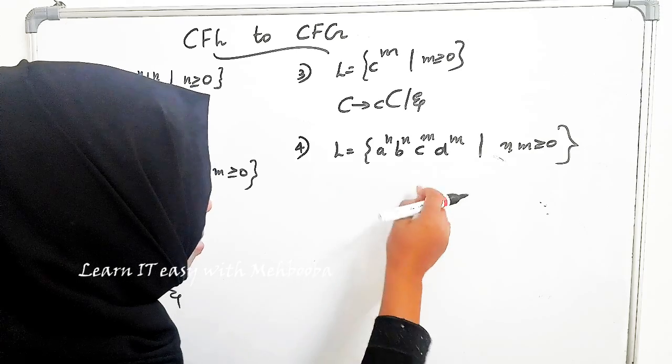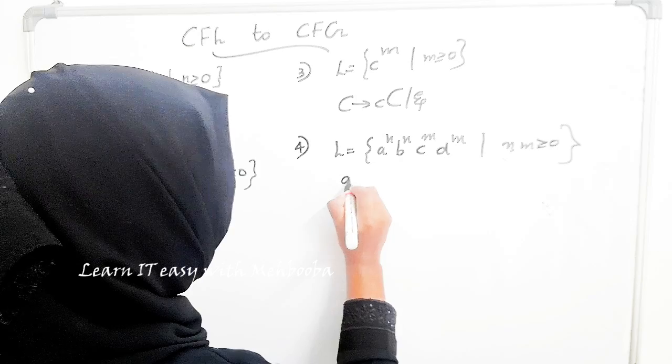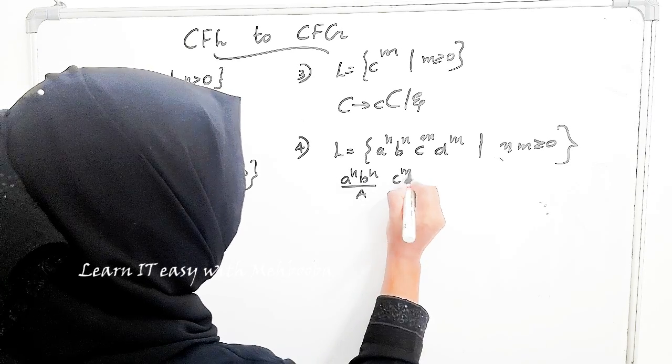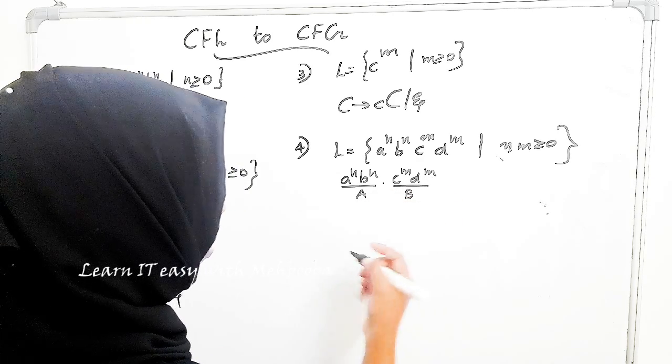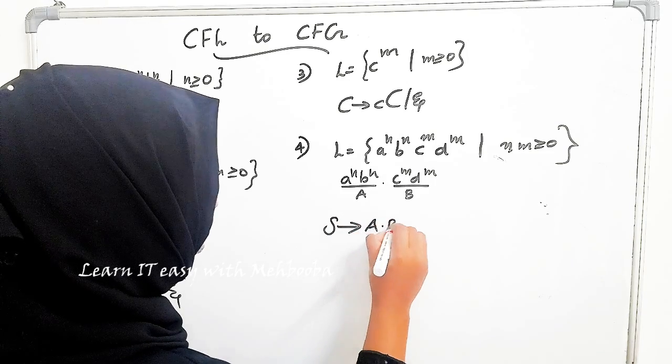So this is a string. So you know that A raised to N, B raised to N, you know how you can do this. So we can take it as A. C raised to M, D raised to M, you know how you can do this. So we can take it as B. So it is actually A concatenated with B. So S is equal to A concatenated with B.